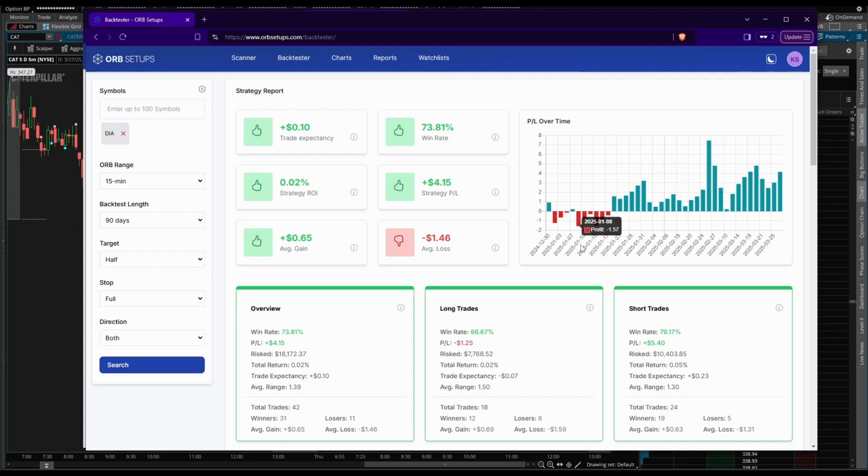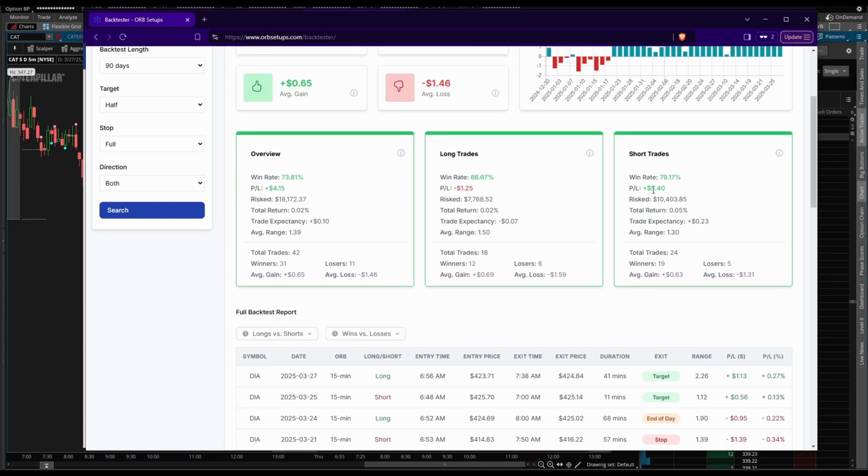Now I get to analyze the Dow in more detail, where I see its trade expectancy and its win rate. I can now get a breakdown of longs versus shorts, which have been the driver of more of this recent term performance, both in terms of number of trades along with the win rate.